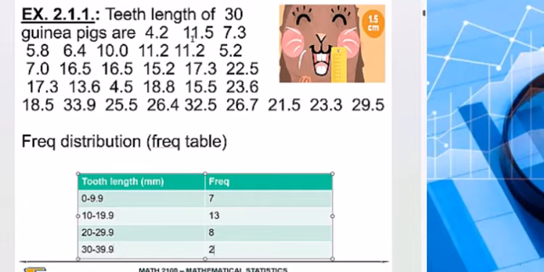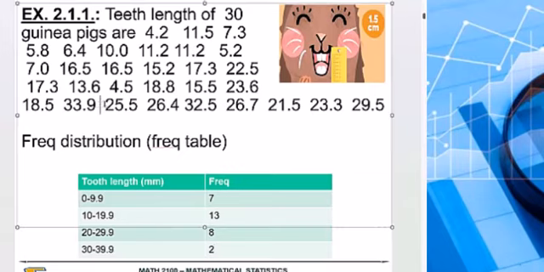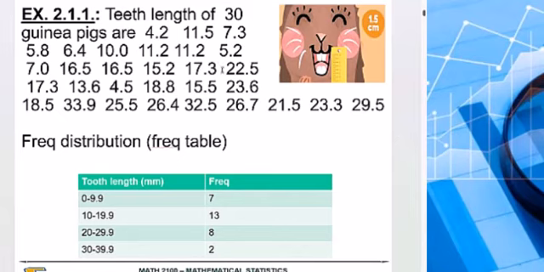For 30 to 39.9, let's check one more. Okay, so we have 33.9, and we have 32.5. So we have two guinea pigs with this tooth length. You can see that raw data like this, which is messy, we can make very well organized by using this table. And you can do the same thing even if you have 30,000 guinea pigs, or maybe 3 million.